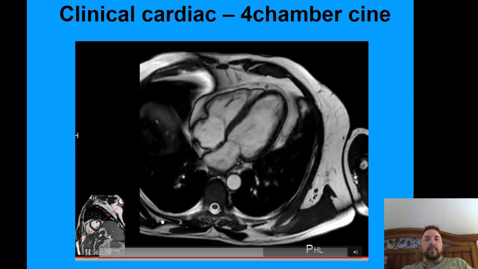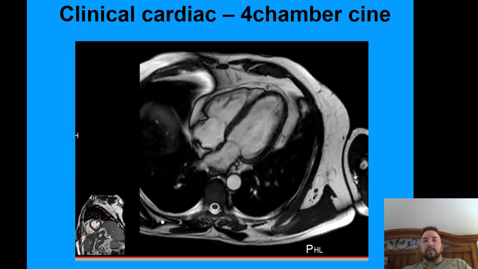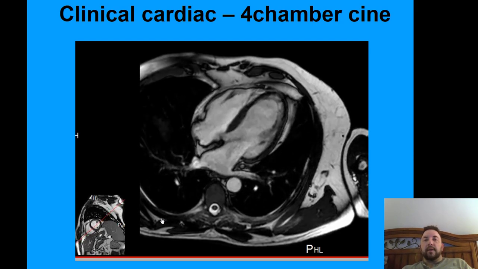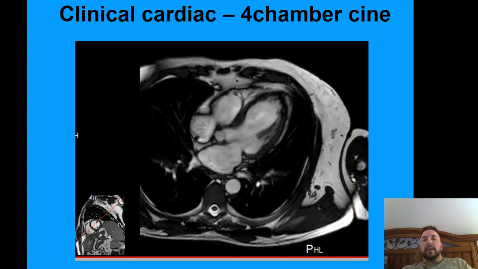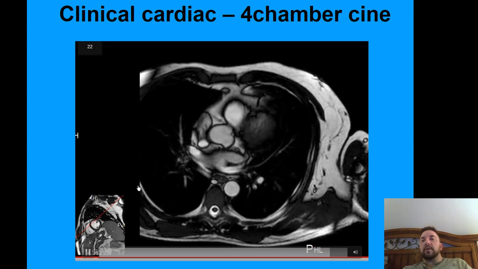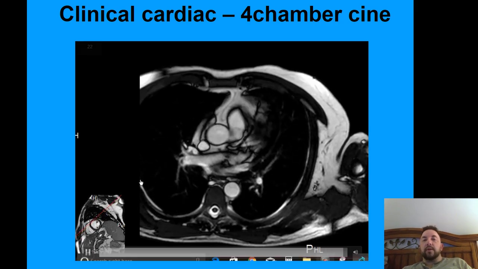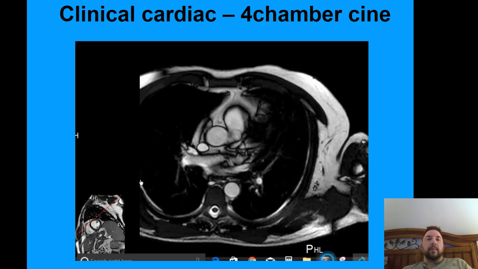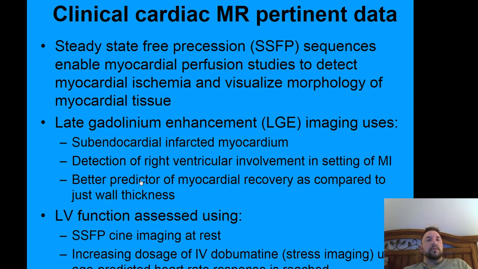So really crucial aspects towards achieving the highest image quality possible. Appropriate and adequate gating is the number one means of achieving this result, so that you can see valve opening and closing, functionality, movement, morphology, where you have the anatomic variants that are established throughout your image. So steady state free precession sequences are what enable the perfusion studies to detect ischemia and morphology, which is anatomic variants. Our late gadolinium enhancement shows infarcted myocardium, right ventricular involvement, myocardial recovery.